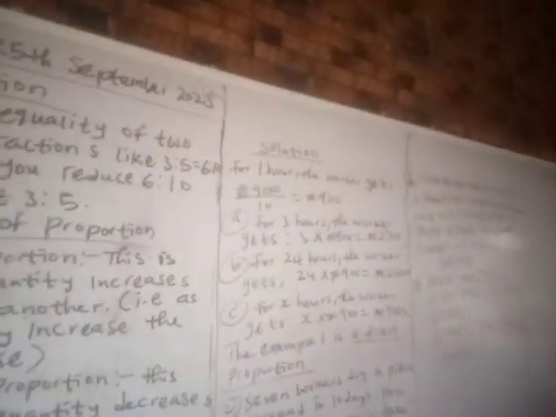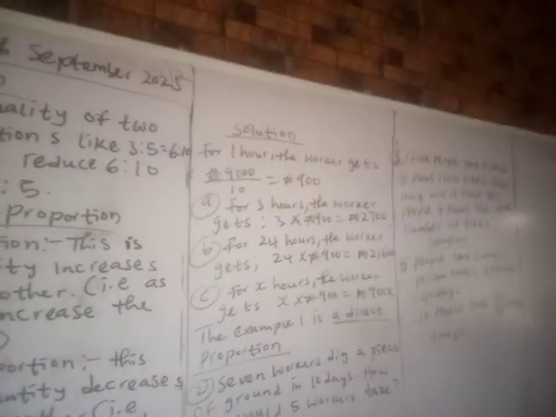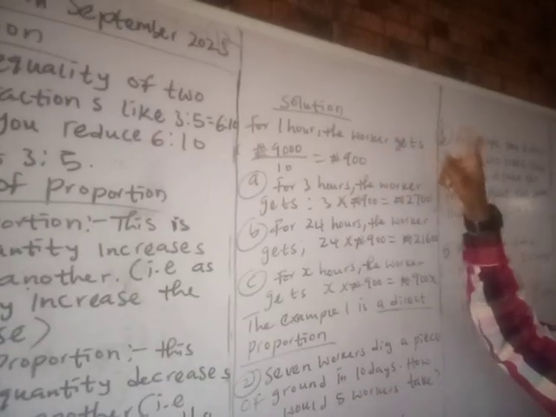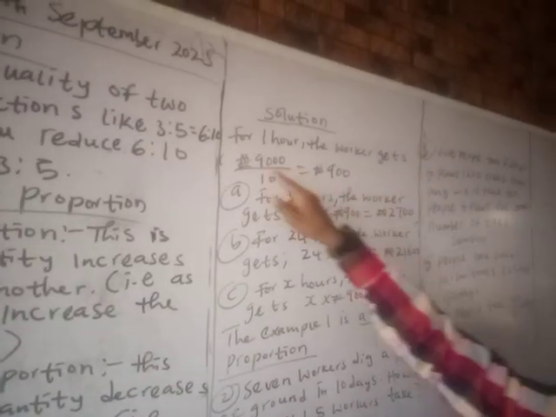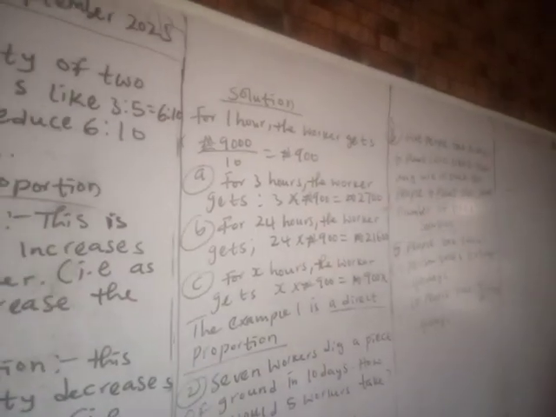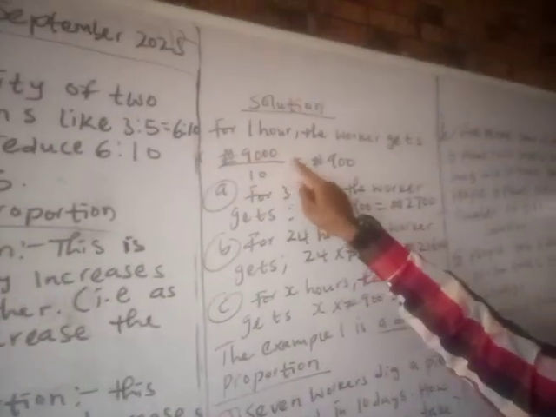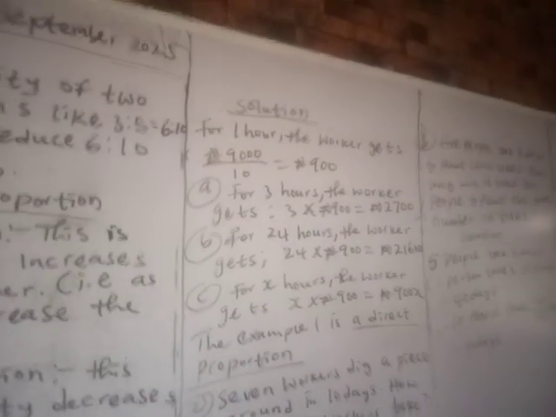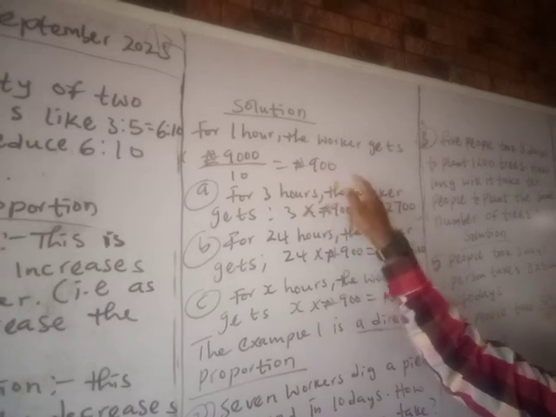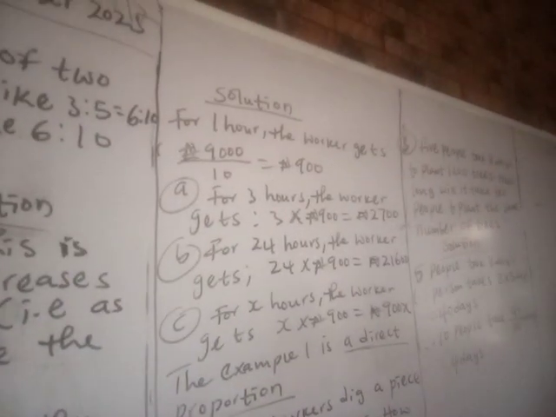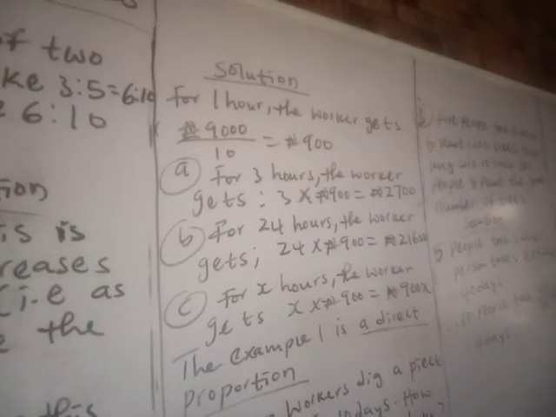That is, we are going to get the amount for just one hour. That is, for 1 hour, how much is the worker going to get? 9,000 is the amount that is being given for 10 hours, isn't it? So you divide the 9,000 by 10, which is the number of hours he worked. Then it will give you the price for 1 hour, just like what I explained earlier concerning biscuits. Is that clear?